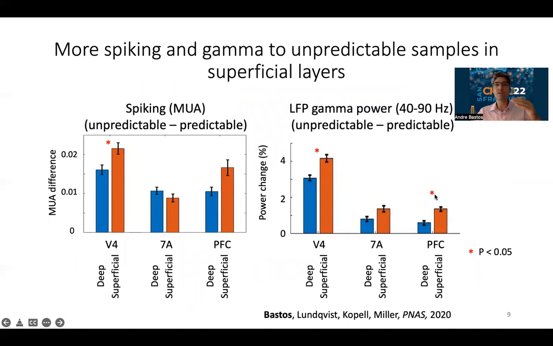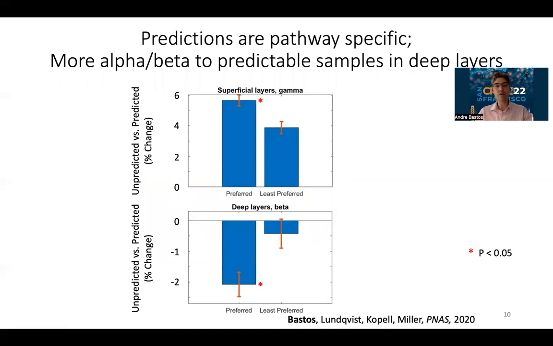We then tested for the laminar differences in these spiking and LFP effects. What's shown here is now the multi-unit analysis, so the spiking activity, the difference between an unpredictable sample and a predictable sample during the sample period, but now broken out into superficial layers in orange and deep layers in blue. And in V4, there was indeed more superficial layers spiking to an unpredictable sample. And there was also more gamma power to an unpredictable sample, again, with a preference for superficial layers in both V4 and PFC.